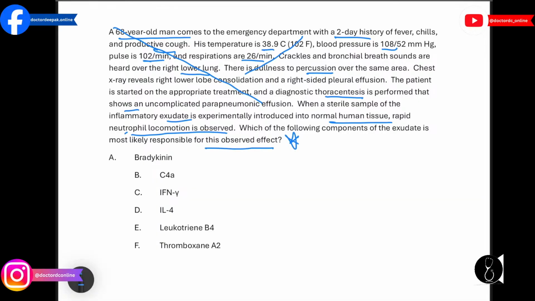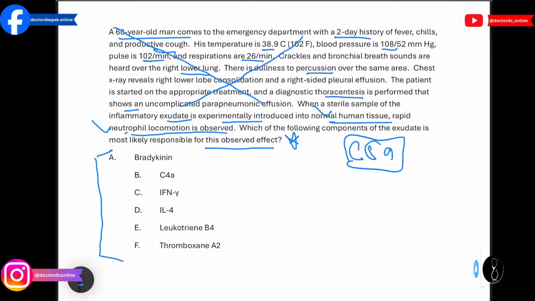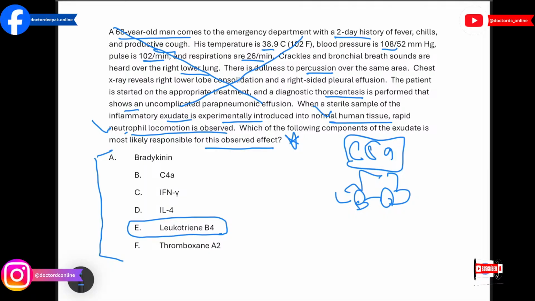Guys, this all was just a story. In the end, they only want to ask that when a sterile sample of inflammatory exudate is experimentally introduced into a normal human tissue, there will be neutrophil locomotion. So which of the following components, which of the following cytokines is responsible for this effect, like neutrophil locomotion? You know, one is very easy. The C5a complement is a chemotaxis factor for neutrophils, but it is not an option. What would be the next second option? That could be the right one: leukotriene B4. Because you guys know the neutrophils are leukocytes.